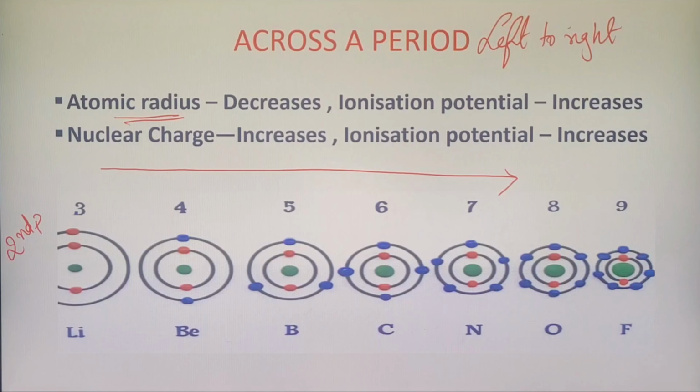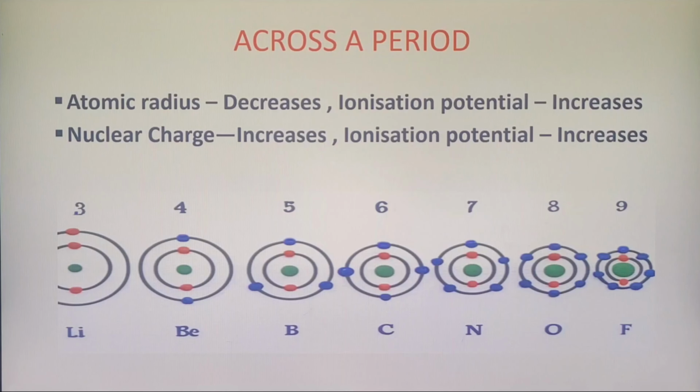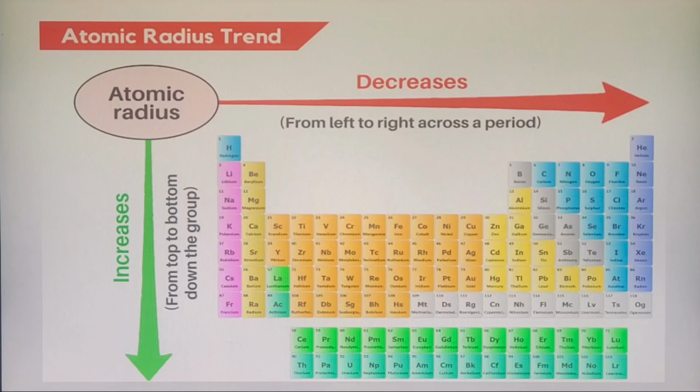boron, carbon, nitrogen, oxygen, fluorine. Before only we know that ionization potential is dependent on two factors. Ionization energy, that means how much energy I have to give, is dependent on two factors. Which are the two factors, children? The first one is atomic size and the second one is nuclear charge. In our previous class, we had already discussed the atomic radius trend. From left to right, atomic size is decreasing. We have learned this.